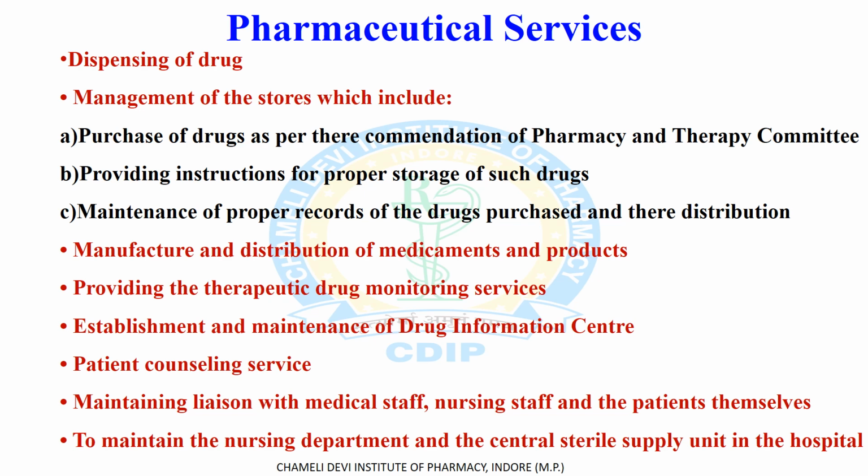Now, manufacturing and distribution of medicaments is one of the services provided by the pharmaceutical department. After that, they provide therapeutic drug monitoring services, the establishment and maintenance of the drug information center, patient counseling services, maintaining a bridge between medical staff, nursing staff and patients themselves, and maintaining the nursing department and the central sterile supply unit in the hospital.